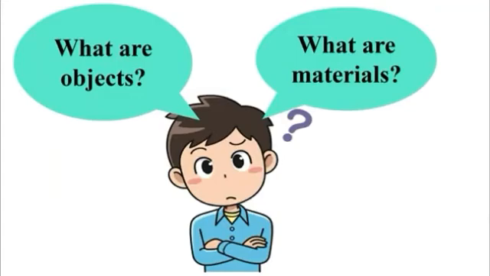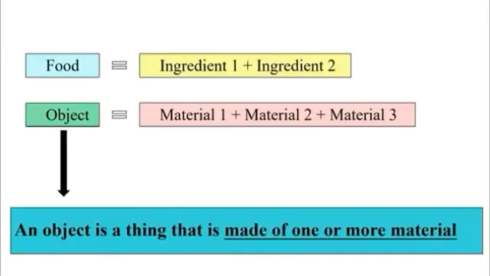Children, before we move further, we need to understand what objects and materials are, and how they are different from one another. We already studied in chapter 1 that food is made up of one or more ingredients. In a similar manner, an object is made up of one or more materials. So basically, an object is a thing that is made up of one or more materials. I hope this much is clear to you all.